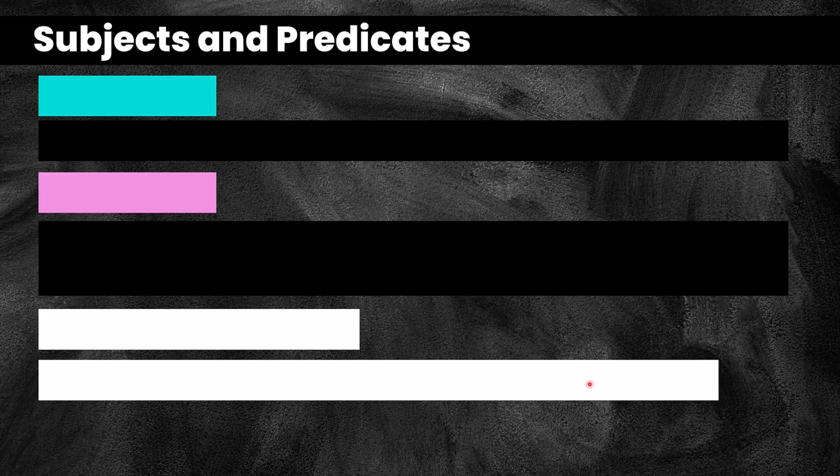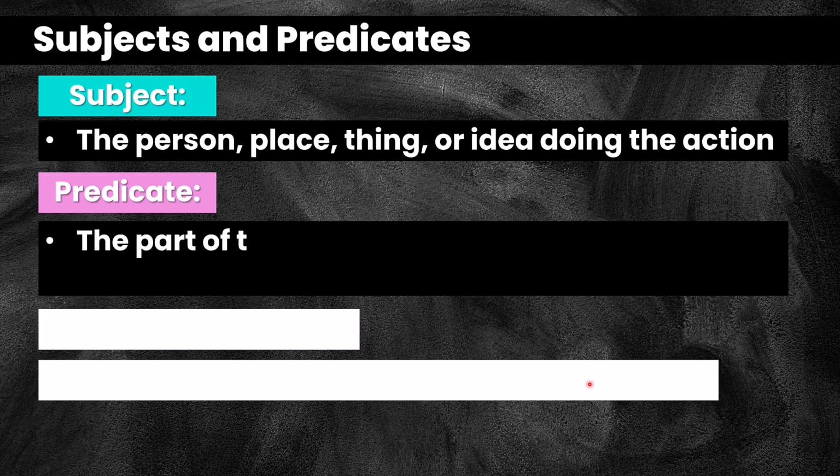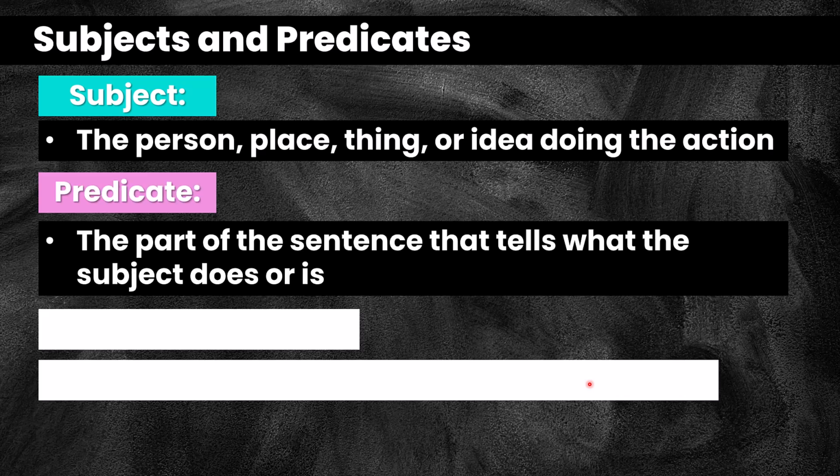Now let's talk about subjects and predicates. The subject of a sentence is the person, place, thing, or idea doing the action. And the predicate is the part of the sentence that tells what the subject does or is. And the predicate contains the verb. For example, the cat purred softly. The subject of this sentence is the cat. This is the animal doing the action. And the action is purred softly. So this is the predicate.